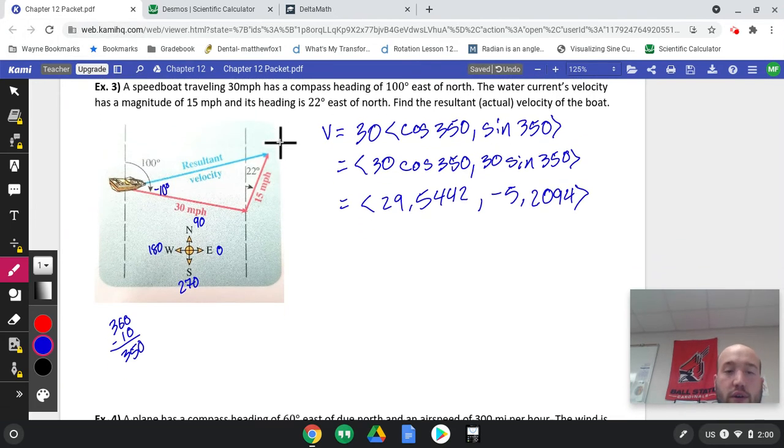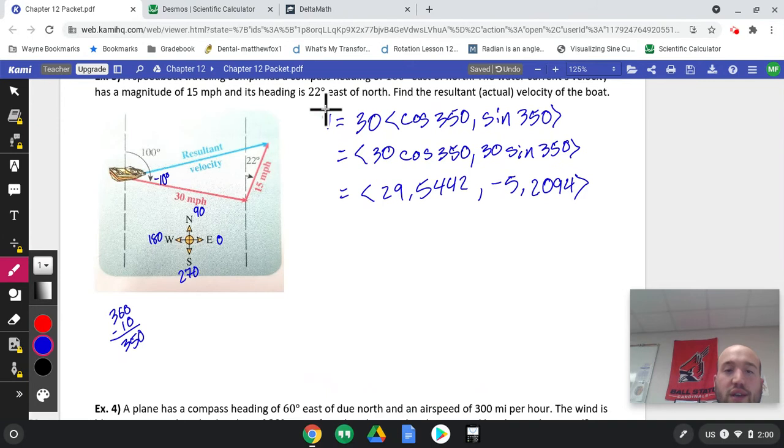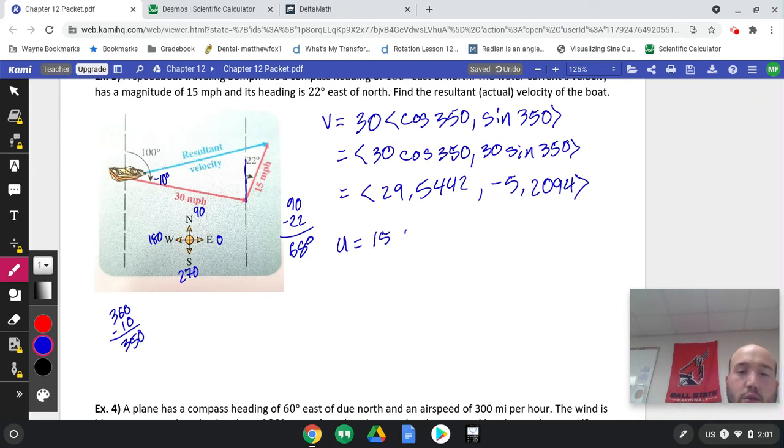Now our second one, notice here, it says it's 22 degrees east of north. So north is right here, 22 degrees east. But north on our cardinal directions, we said was 90. So if it's 22 right of that, we could do 90 minus 22, and the one we actually care about is 68 degrees. So we'll say it's 15 miles an hour, cosine of 68, sine of 68.